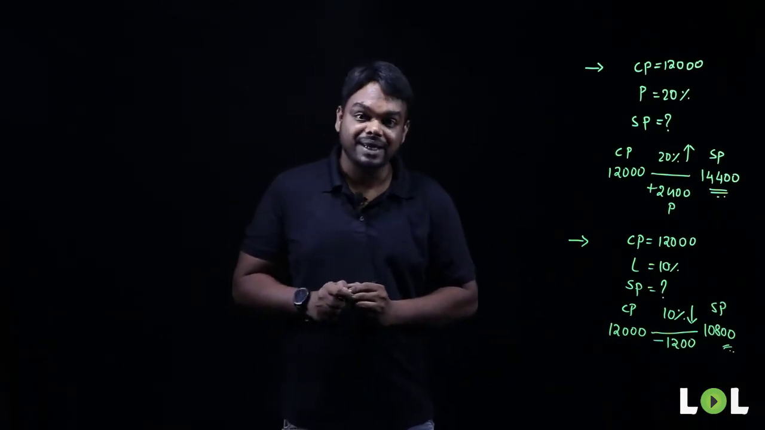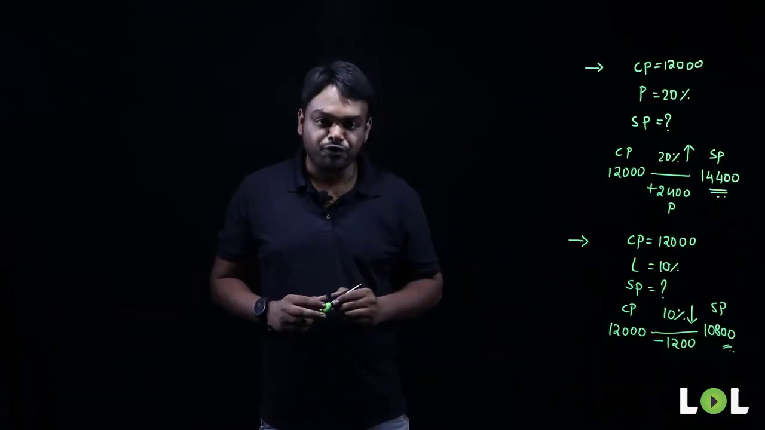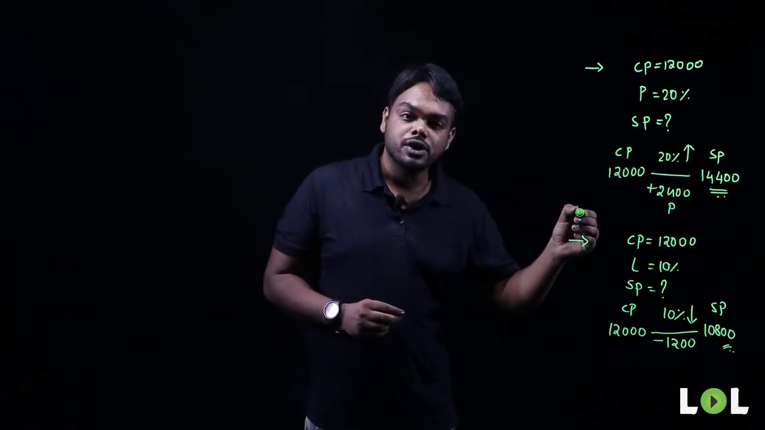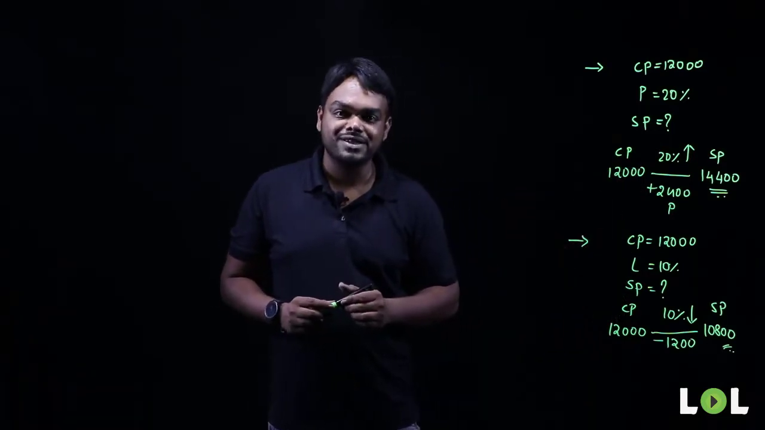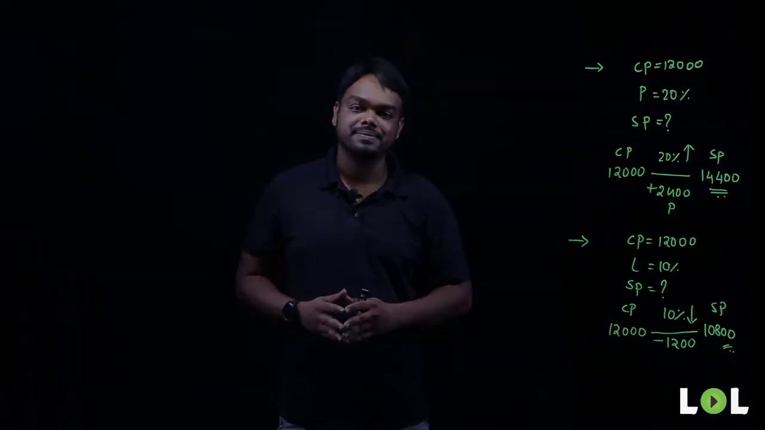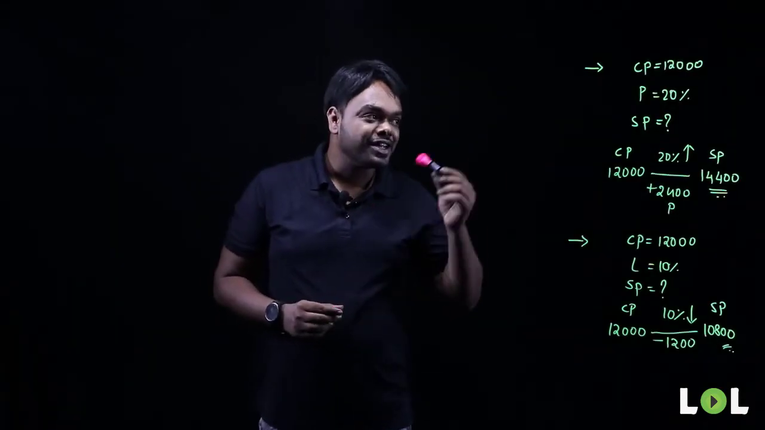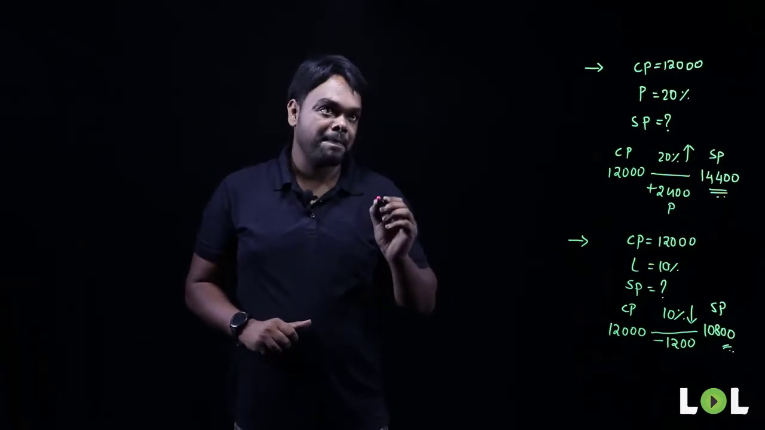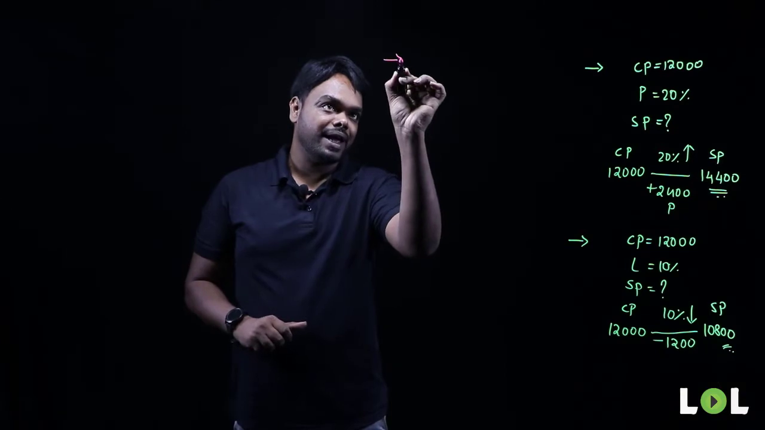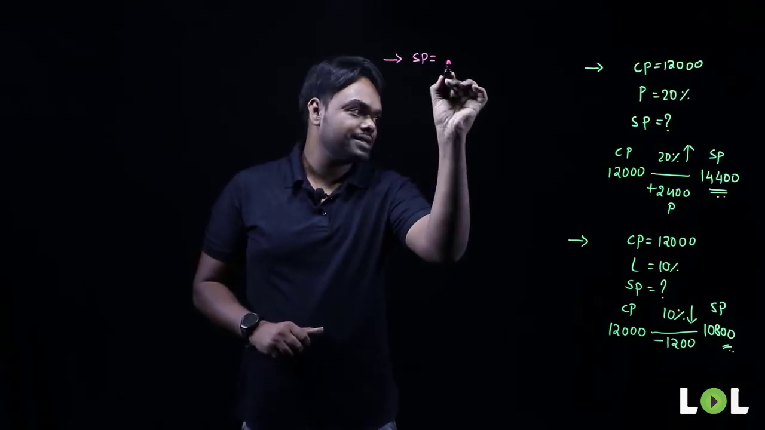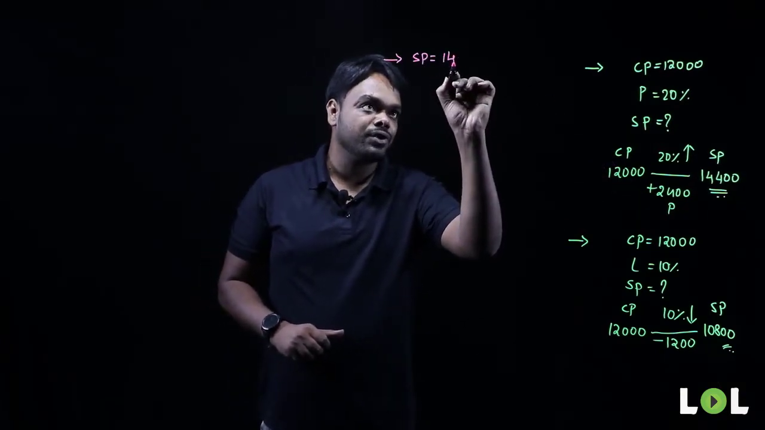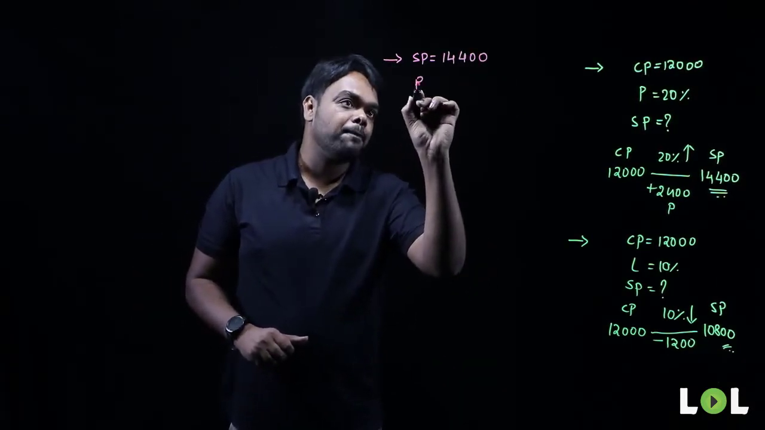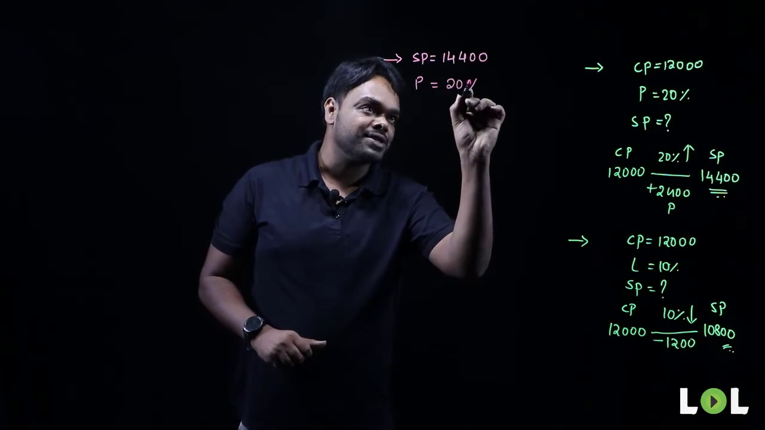So what is happening here? If it is a profit, you just increase your cost price. Now if it is a loss, you will decrease your cost price so that you can get selling price. Now let us reverse the same question and try. Let me put it in this way. You sold your chair at rupees, same one, that is 14,400. Now in this process, you made a profit of 20%.